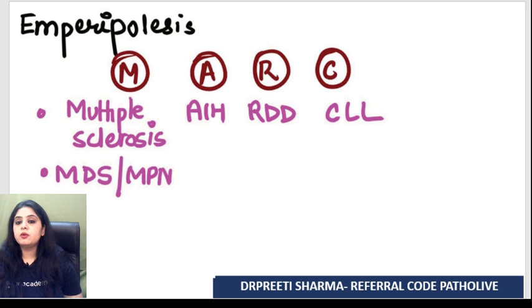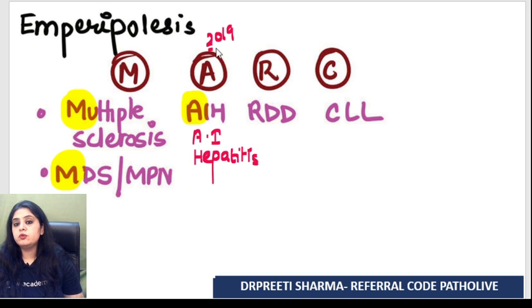This is seen in a mnemonic that is known as MARK. Now remember, M stands for multiple sclerosis. M also stands for myelodysplastic syndrome and myeloproliferative neoplasm. So multiple sclerosis, MDS, MPN. A stands for autoimmune hepatitis. Guys, like I told you, there was a question in the AIIMS exam in 2019. This was the question actually that came. Autoimmune hepatitis shows you Emperipolesis.